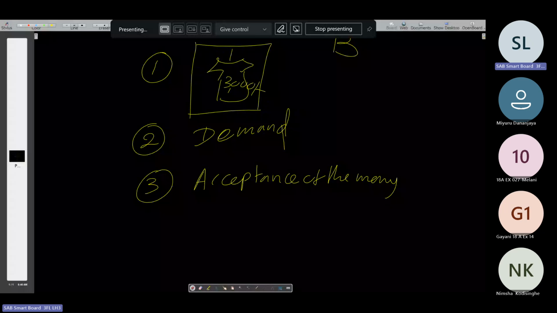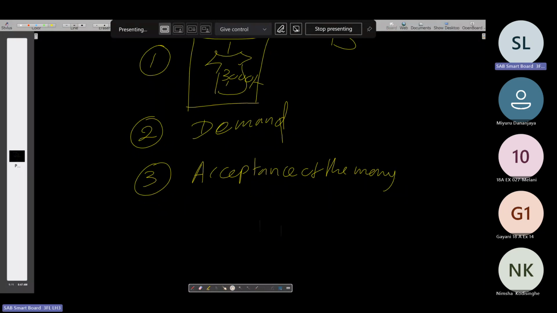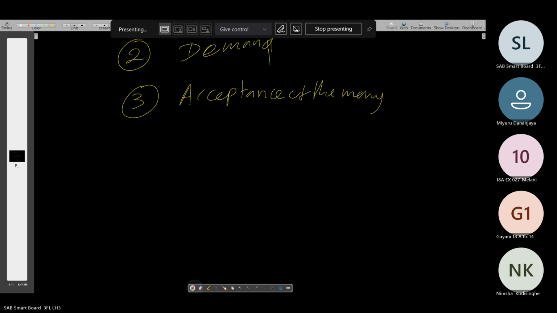Now when we consider a company, our topic is prospectus. In a company, basically limited liability companies, we divide that into two. One is public and private.